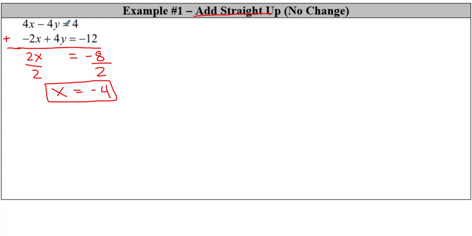All right, now that we found our x value, we're going to do substitution like we learned in the last lesson. We're just going to pick either one of these equations and substitute that x value so we can find our y value, and I'm going to do that off to the side right here.